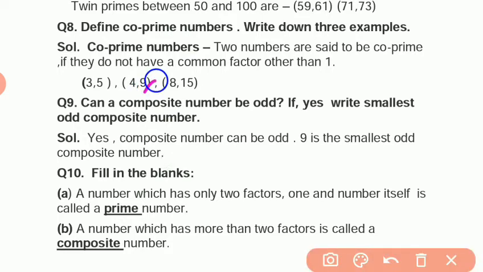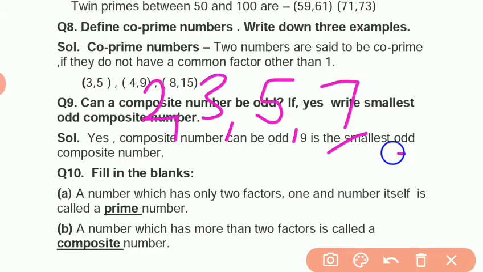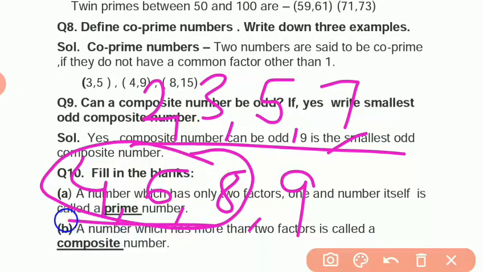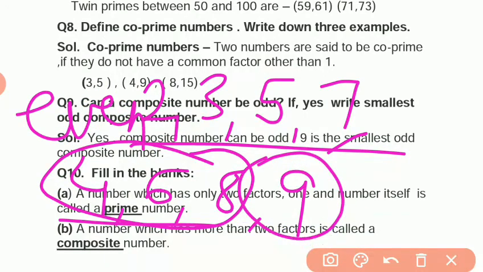We know that 0 and 1 are both neither prime nor composite. So 2 is a prime number, then 3, 5, 7. These are prime numbers, and composite numbers are 4, 6, 8, then 9. But you can see that 4, 6 and 8, these are composite, but these 3 are even numbers. So 9 is the smallest odd composite number.